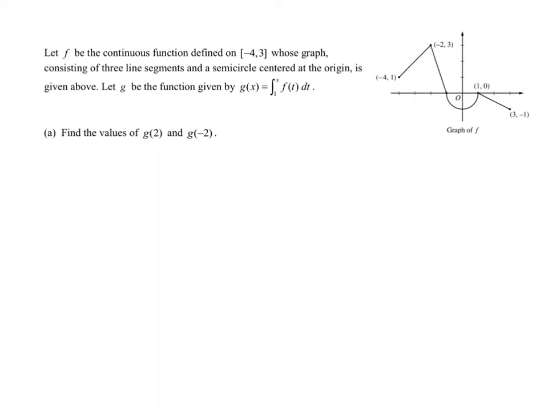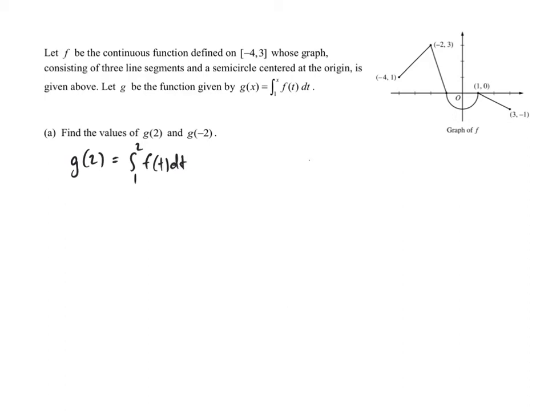Okay, our next question is another old AP free response question. It gives us a graph of f, and it tells us that g of x is the integral from 1 to x of f of t dt. So in part A, I want to find the value of g of 2 and g of -2. I'm going to start with g of 2, and that would equal the integral from 1 to 2 of f of t dt.